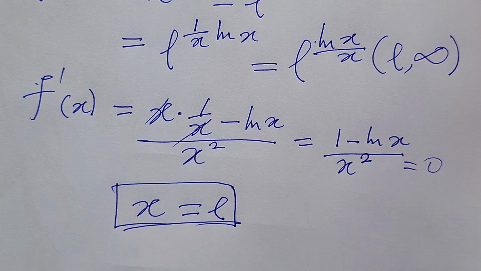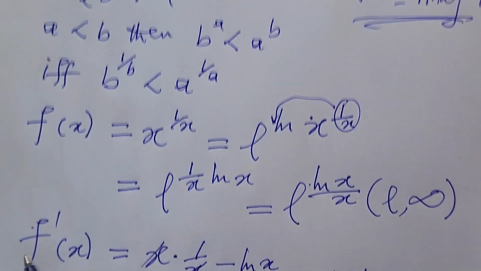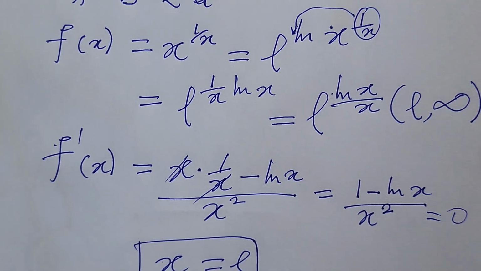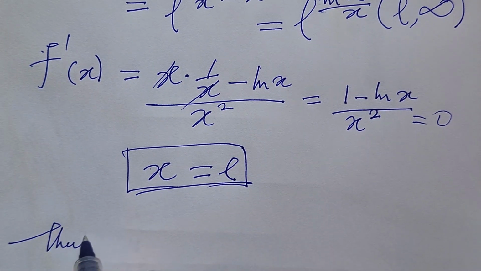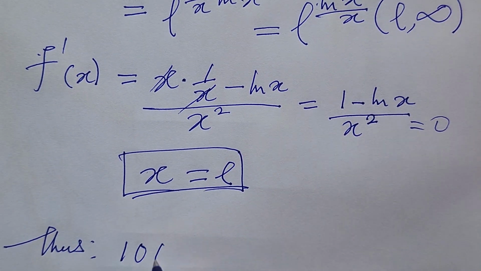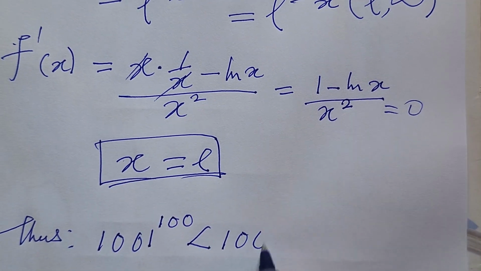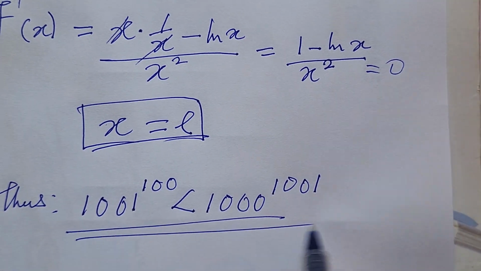And that is the condition given in the first instance, that A and B are numbers greater than or equal to e. So we have shown from this expression that x is equal to e. With that, this will hold. So we can now conclude that 1001 to the power of 1000 is less than 1000 to the power of 1001. That is what it means.